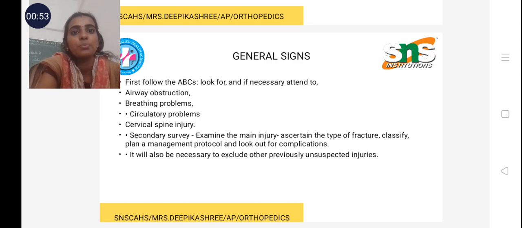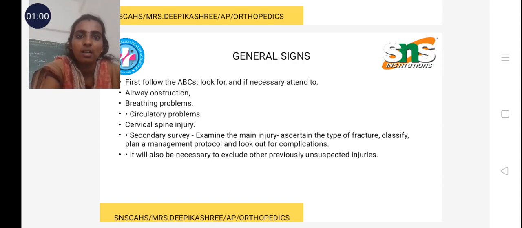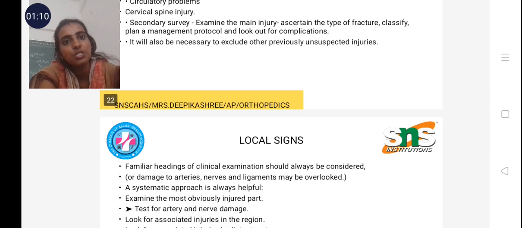In the general sense, we first think about ABC: whether there is any airway obstruction, breathing problems, circulatory problems, or cervical injury. We should not move the patient as we wish. We have to ensure there is no such problem, and then we can move on to the other procedures. These are the general signs.